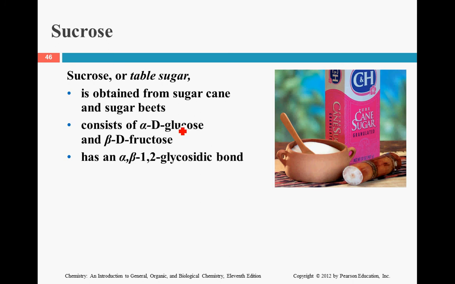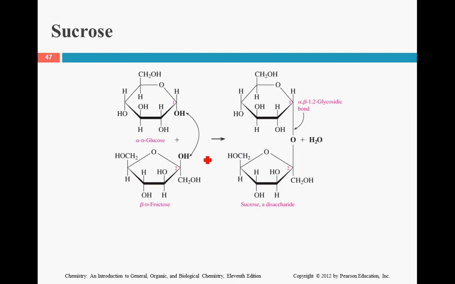Sucrose is alpha glucose and beta fructose. Notice it's an alpha-beta 1,2 glycosidic bond. That's a mouthful. To look at this visually, it's the first carbon and the second carbon. That's why it says 1,2. The reason why it's the second carbon here is because, remember, this was originally a ketone. And when it collapsed to form this pentagon, this is the first carbon here, so that means this is the second one.